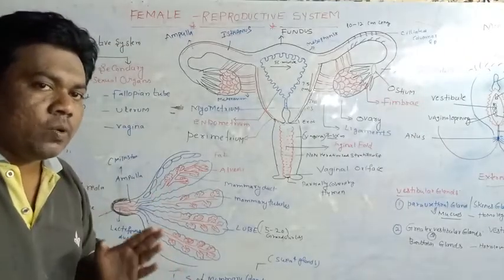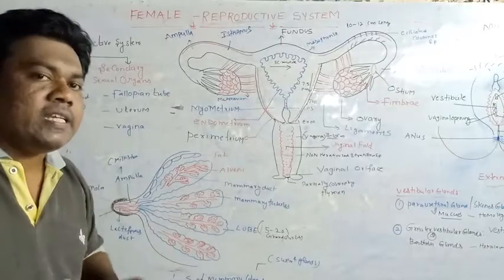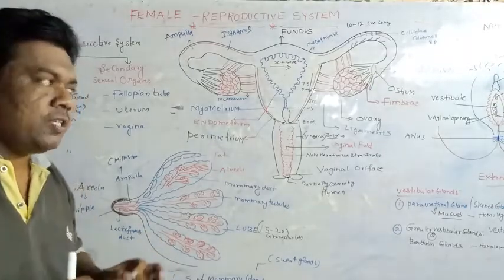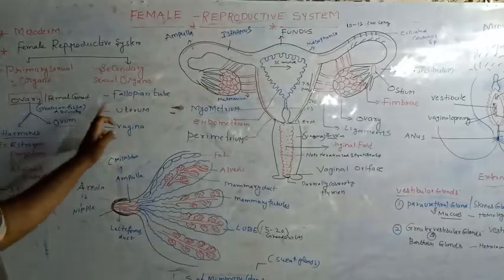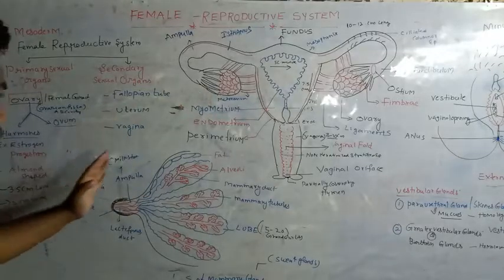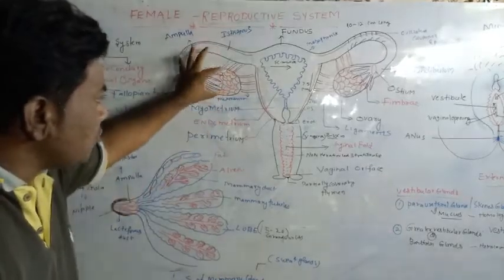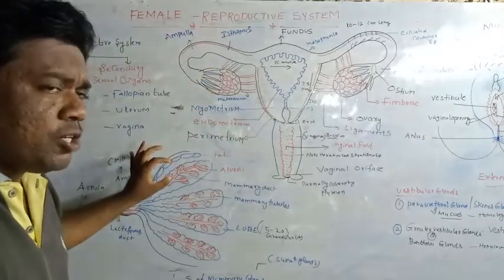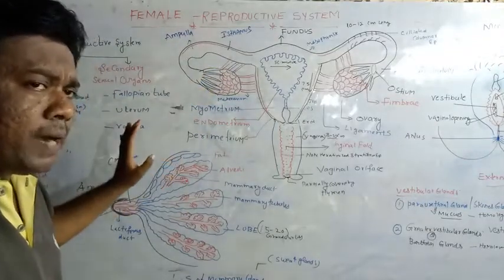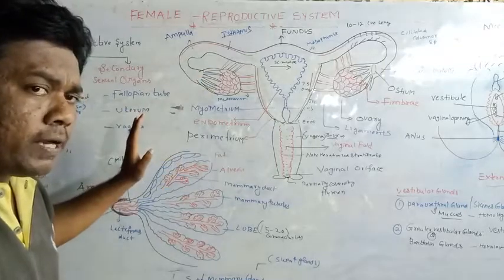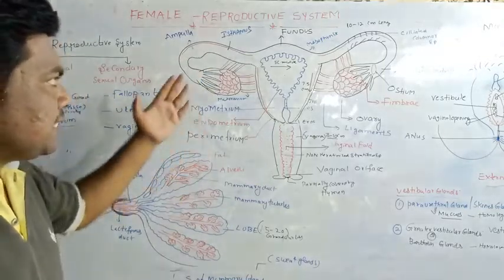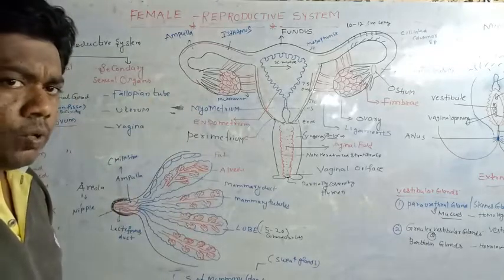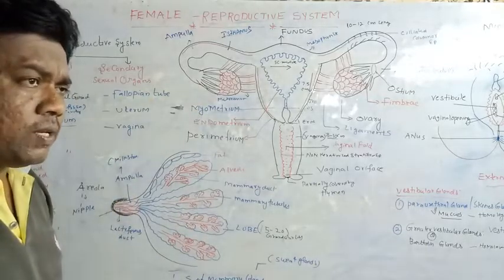The ovaries are located in the abdominal cavity, which has a small depression containing the ovary. The depression is called the ovarian fossa. It is an oval or almond shaped structure, about 3.5 centimeters long, 2.5 centimeters wide, and 1 centimeter thick. So that is the ovary, a primary sexual organ.